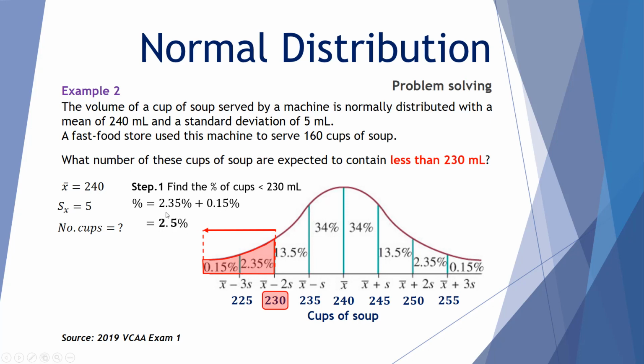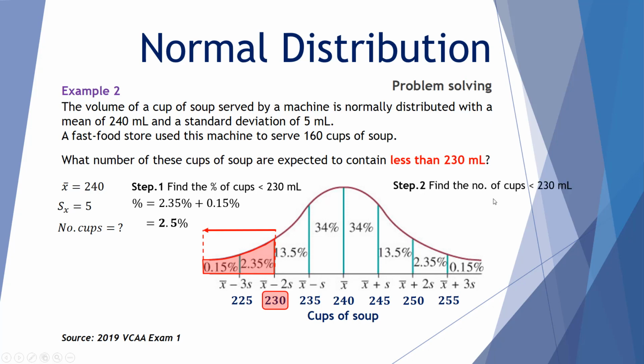So our first step was to find the percentage of cups that have a volume less than 230 ml, and it is 2.5% of the entire distribution. Please note, this question doesn't ask what is the percentage of cups with a volume less than 230 ml. Rather, it says what is the number of these cups of soup expected to contain less than 230 ml.